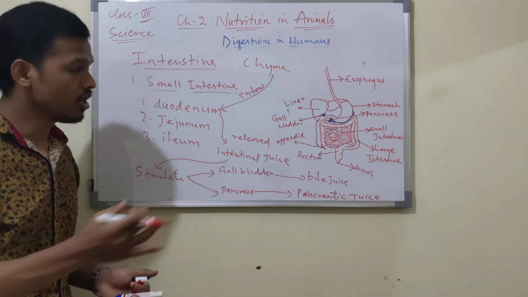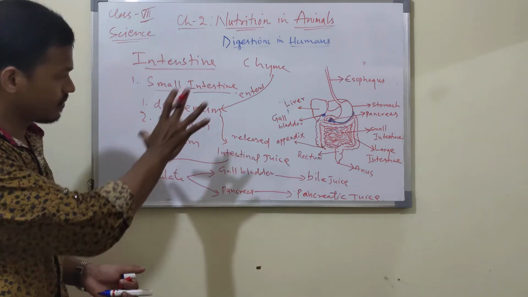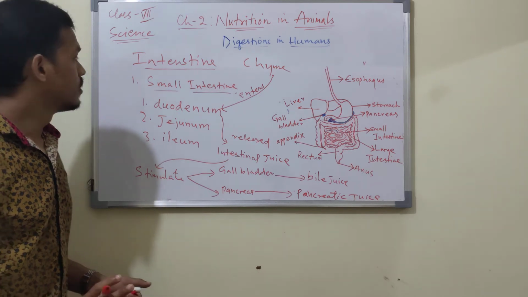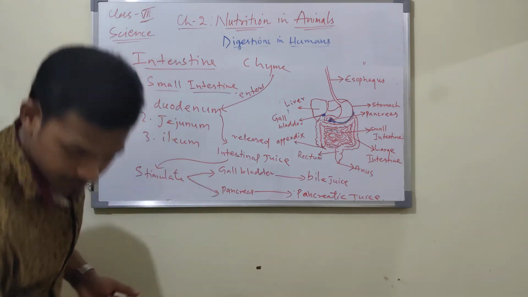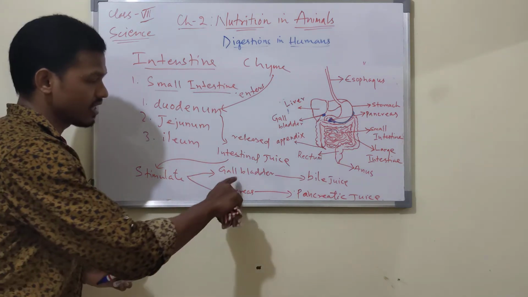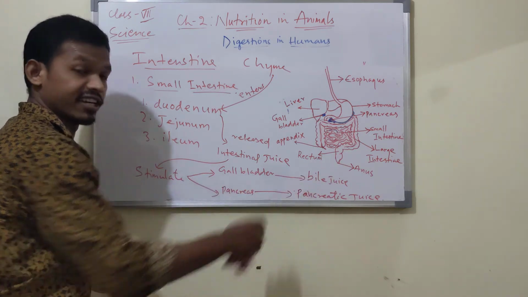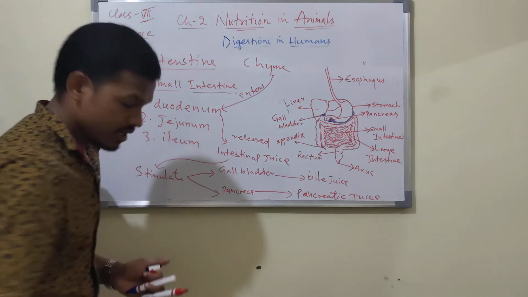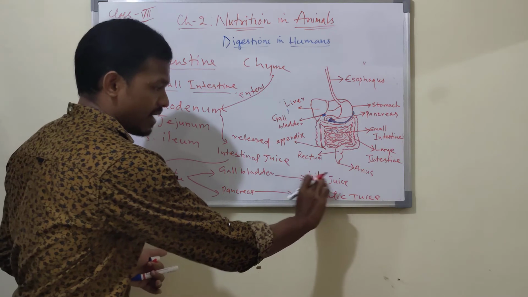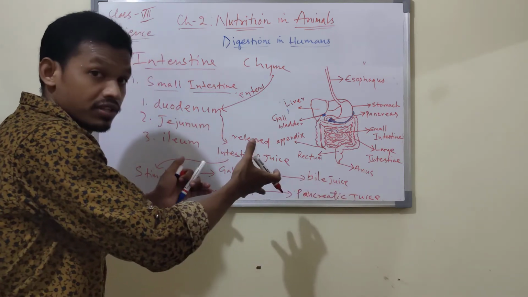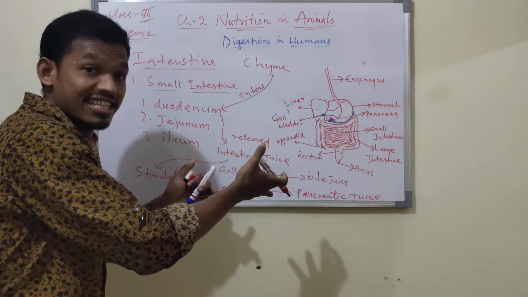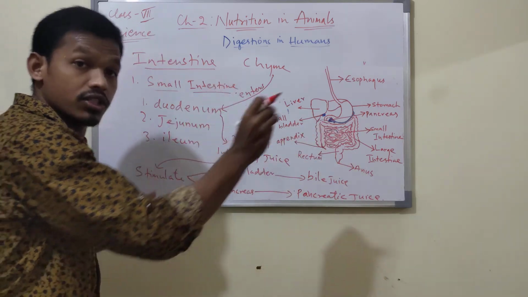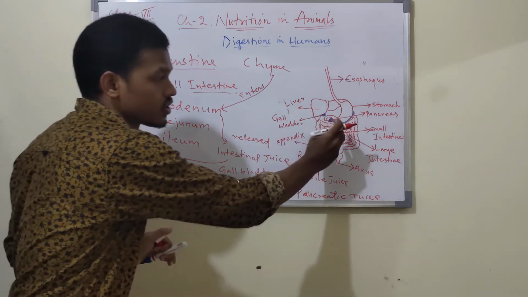You just note it down inside your notebook. Note down the important points like this. Gallbladder, bile juice, pancreas, pancreatic juice. Got it now? So what happened? After releasing this bile juice and pancreatic juice, where does the release of this digestive juice take place? In the small intestine. Everything is done in the small intestine.